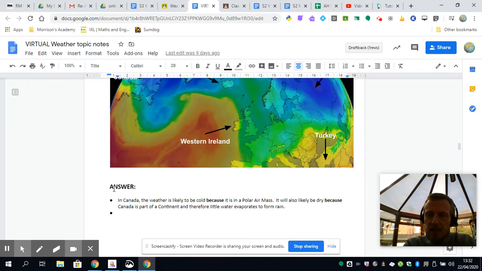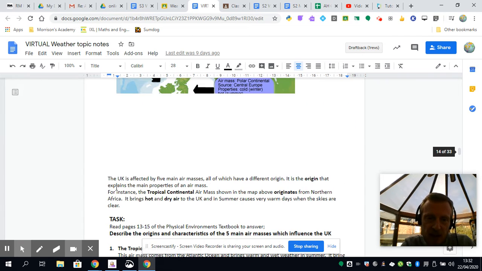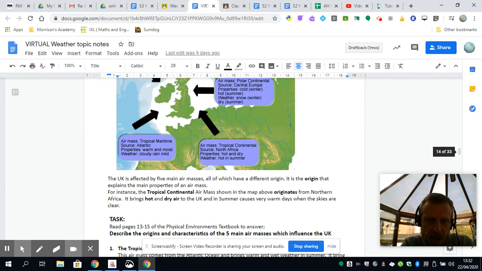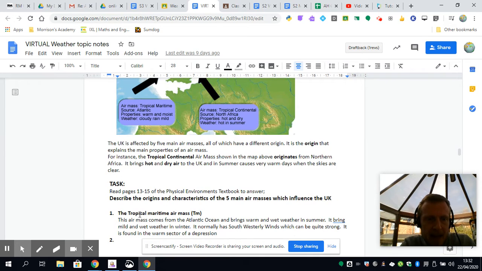Okay, right, let's move on to the next bit, which is the UK and its 5 air masses. This is all quite self-explanatory. The task asks you to read some textbook material and then describe the origins and characteristics of the 5 air masses that influence the UK. And you can see I've done the first one for you.